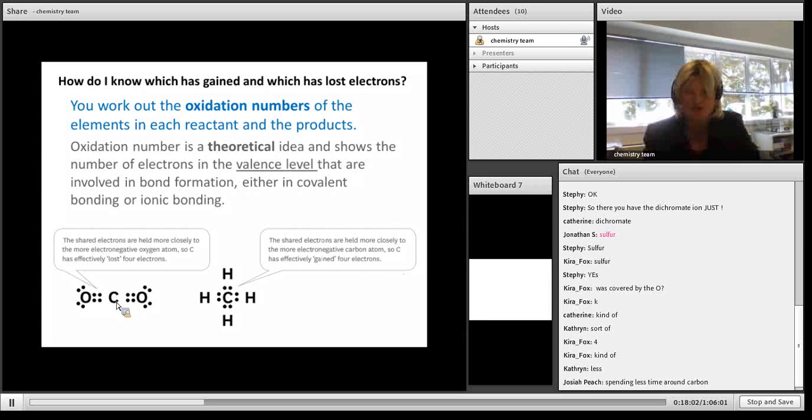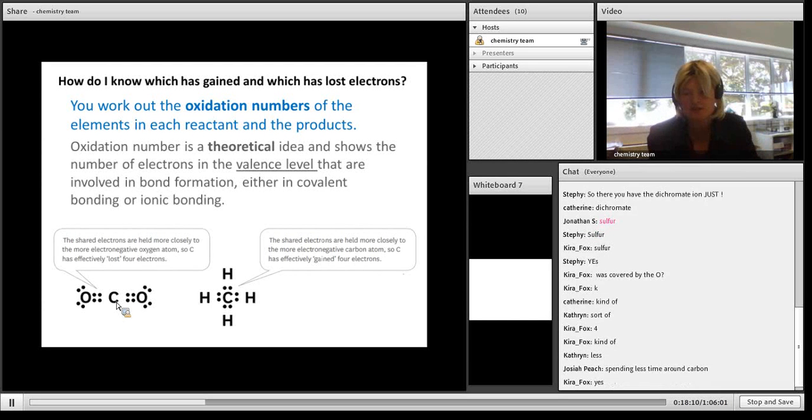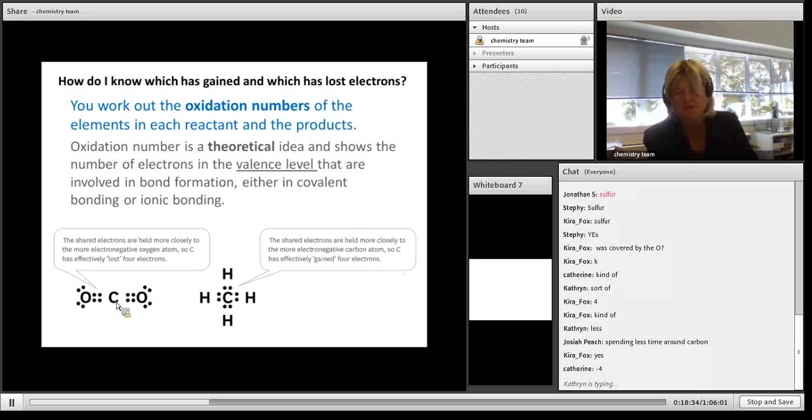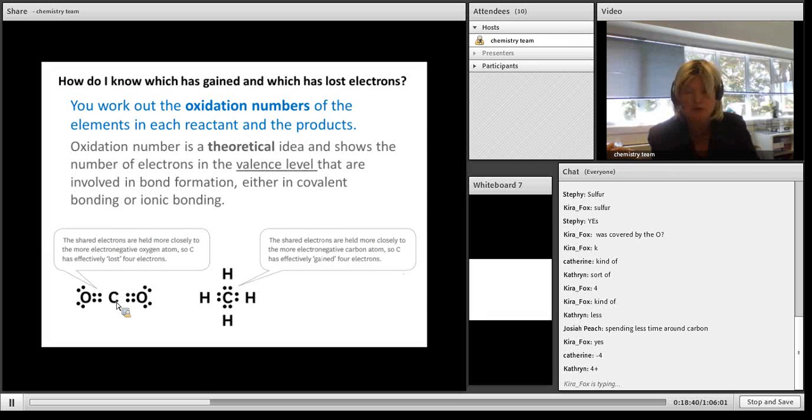Less, because oxygen is grabbing them away. So has carbon theoretically lost those electrons? Yes. So of its 4 valence electrons, we're going to ignore the contribution from oxygen. So we're looking at the 4 valence electrons from carbon. Oxygen's grabbed them. So it has lost 4 electrons. So what do you think the oxidation number for carbon would be in carbon dioxide?